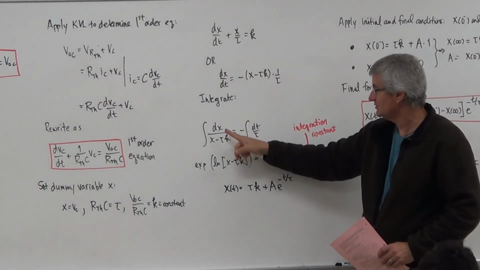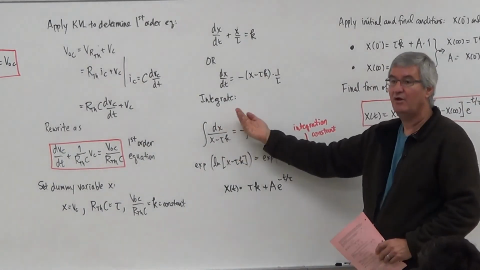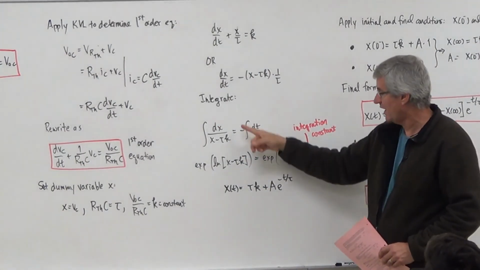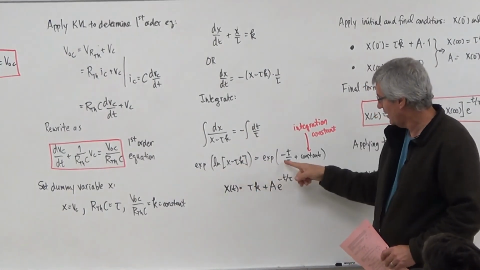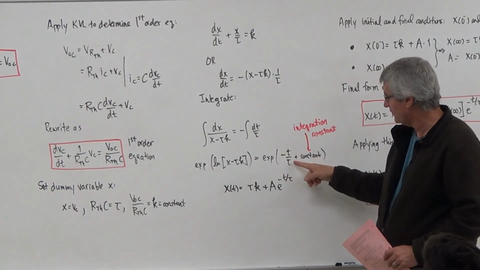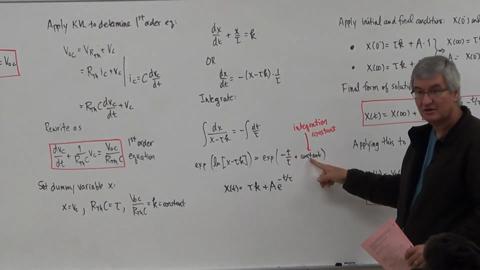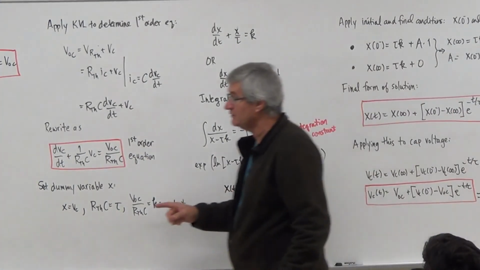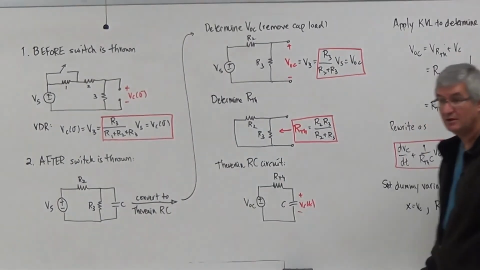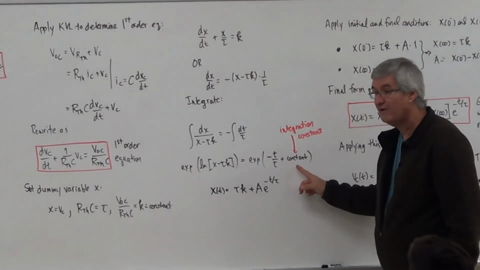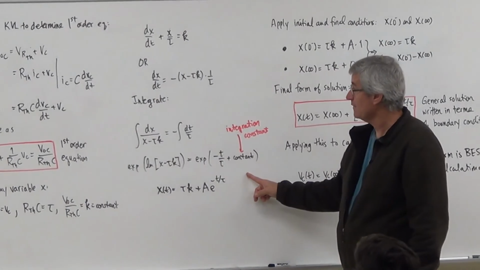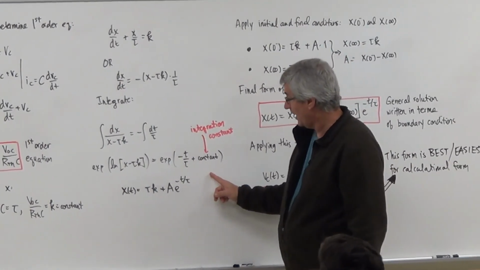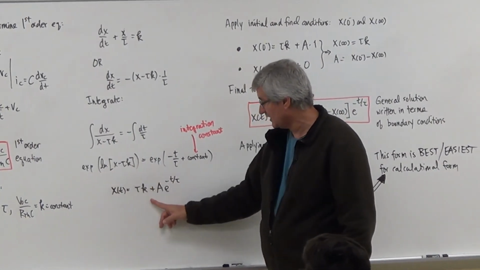I manipulate the variables so that I have all the x's on one side, time separated from x. I integrate, I get a log. I get minus t over tau plus the integration constant, right? That integration constant is important because of what? That initial condition. That initial condition sets the value of A. Then I take the exponential of both sides, and I get this.